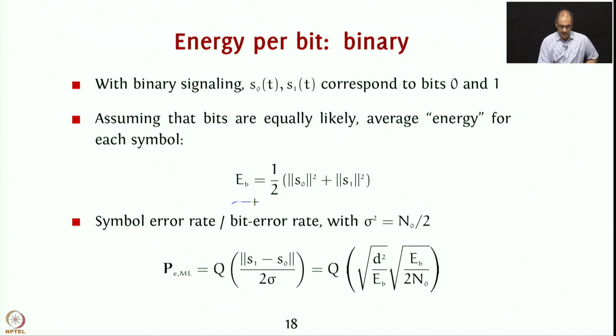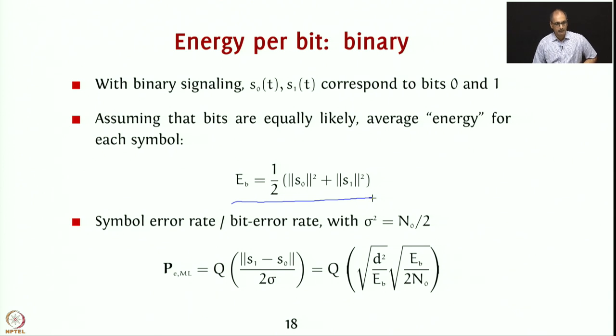The Eb or energy per bit can be defined as half of norm s0 square plus norm s1 square. Norm s0 square and norm s1 square are the same as integral of s0 square of t dt and integral of s1 square of t dt, and so on. Now, there is an interesting conclusion that occurs.